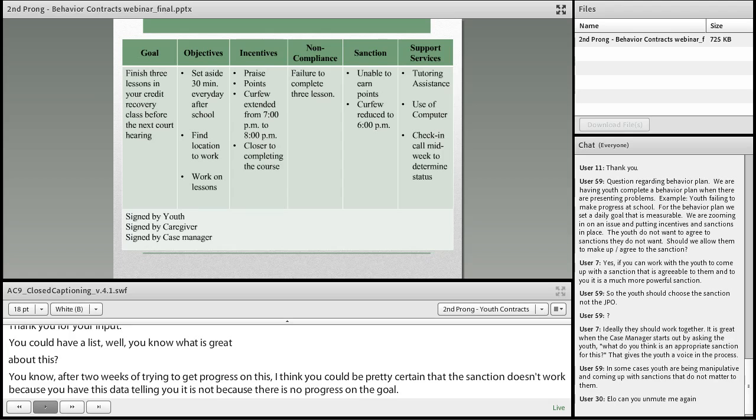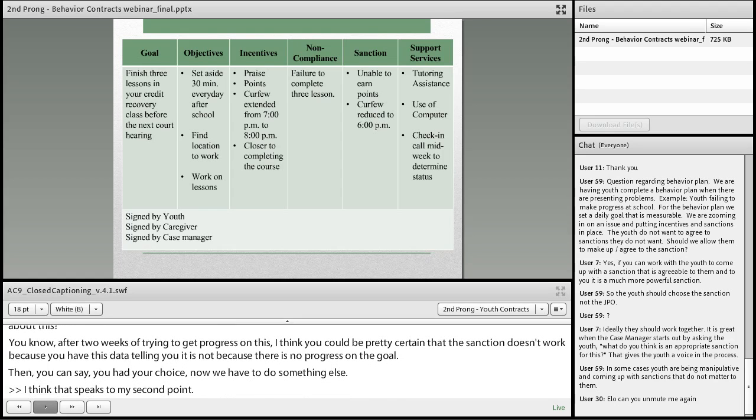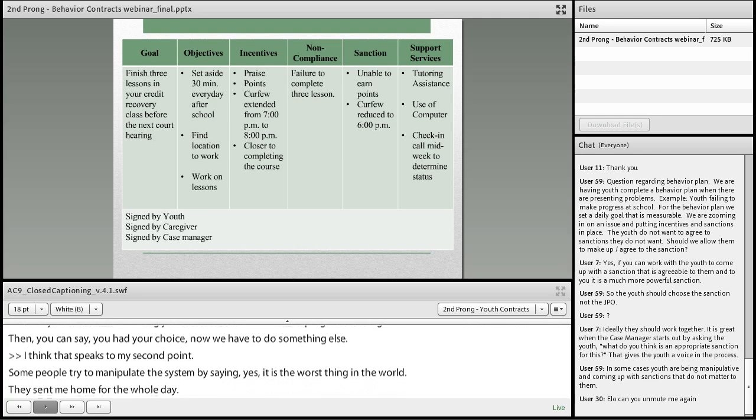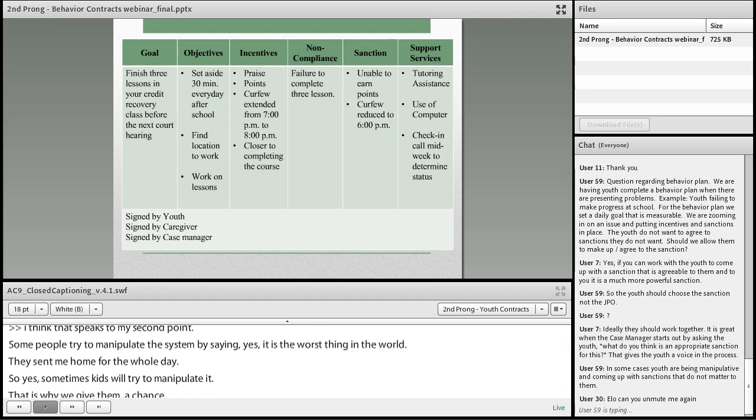in some cases you try to manipulate the system by saying things like, oh, yeah, it'd be the worst thing in the world if you sent me home for the whole day where my Xbox is. And of course sometimes kids are going to try to manipulate the system. But again, that's why we give them a chance. And if it doesn't work out, still the grown-ups, still the people who say, no, you had your choice. That didn't work out. Now we're going to try it our way. Right. And so that's the importance of having this data.